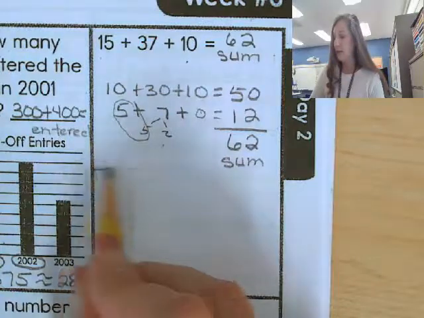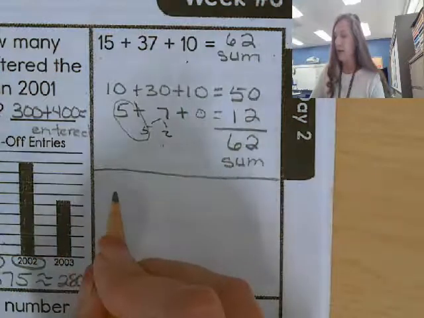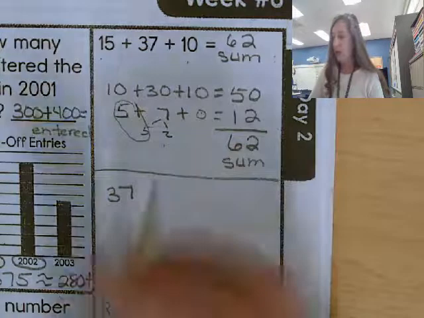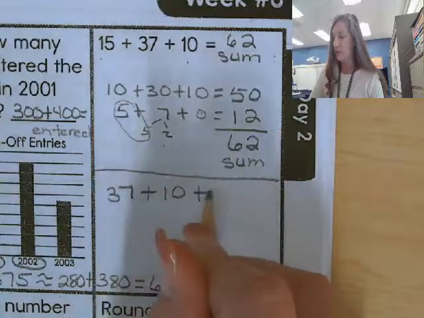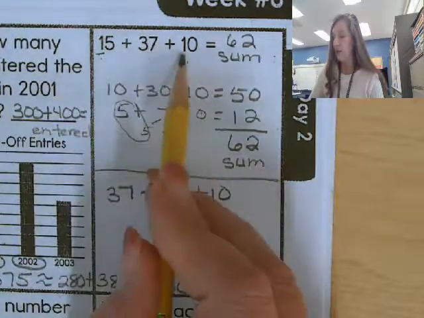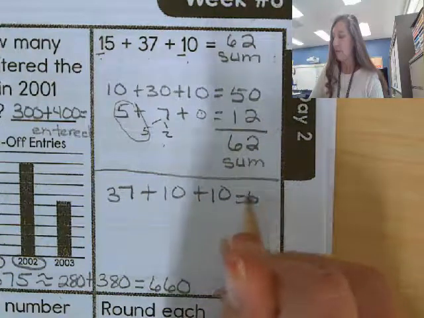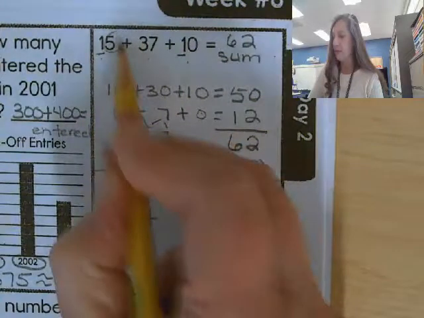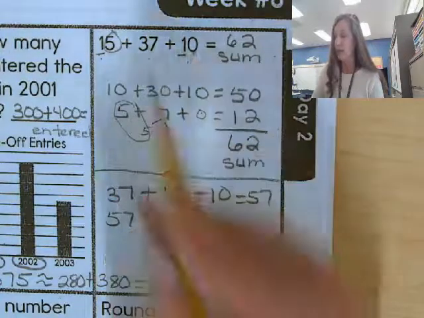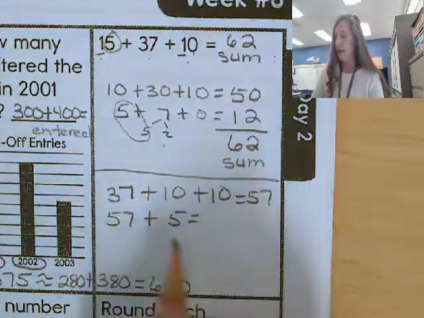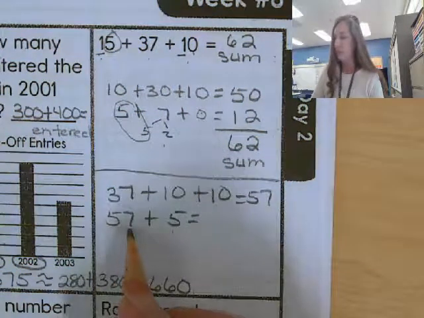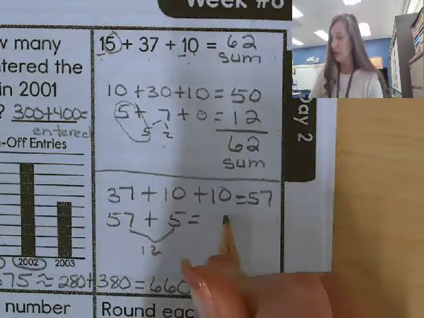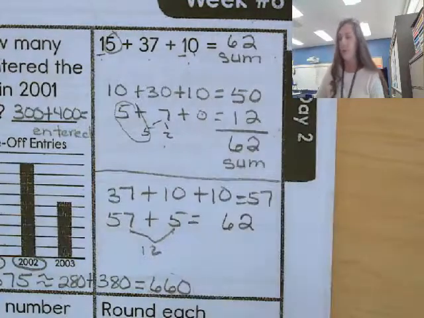Now, another way that we could look at this is we could look at it as starting with our larger amount, and then we could add the two groups of 10 that we just have from here and here, and that would give me 57. And 57 plus 5, and I don't have any ones here, so I'm just adding 5, and 5 and 7 is going to make that 12, which is that other 10 that I'm going to add here to my 50, and that's going to make 62.